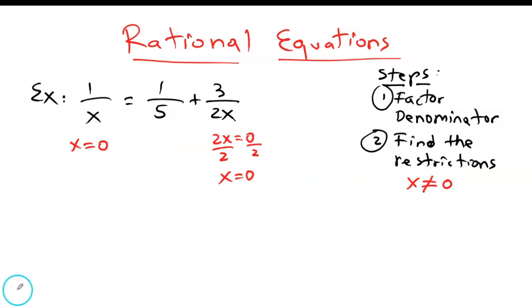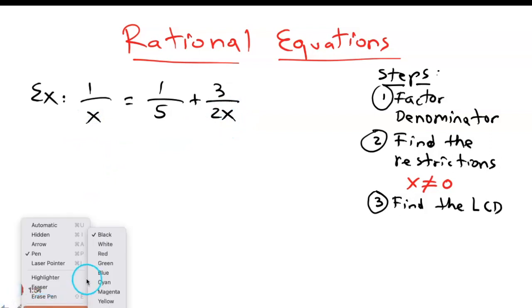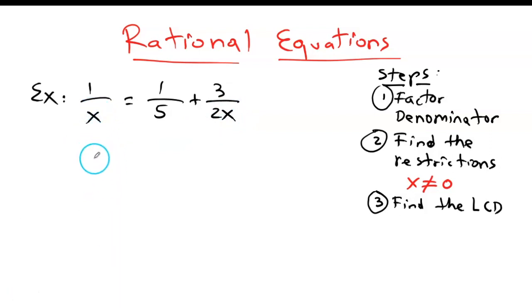Next step, find the LCD. I need to find the least common denominator. All right, the least common denominator for this. Again, I check every single denominator. I bring whatever is in common. In this case, I see that I have an x. I have an x here, so my least common denominator will be whatever's in common. X, and x is common. That's part of my denominator.